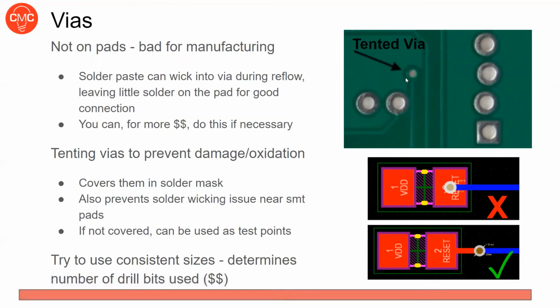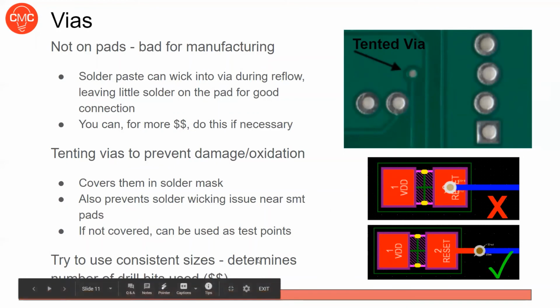I just always tent my vias. I'm just going to make designated test points instead of using my vias as test points. But if you're really tight on space and you don't want to place a separate test point, you can just throw a via on there that's not tented and use that as a test point, because you can solder something to this, connect to it, and read it on an oscilloscope or multimeter. So pros and cons: tenting vias, not tenting vias.